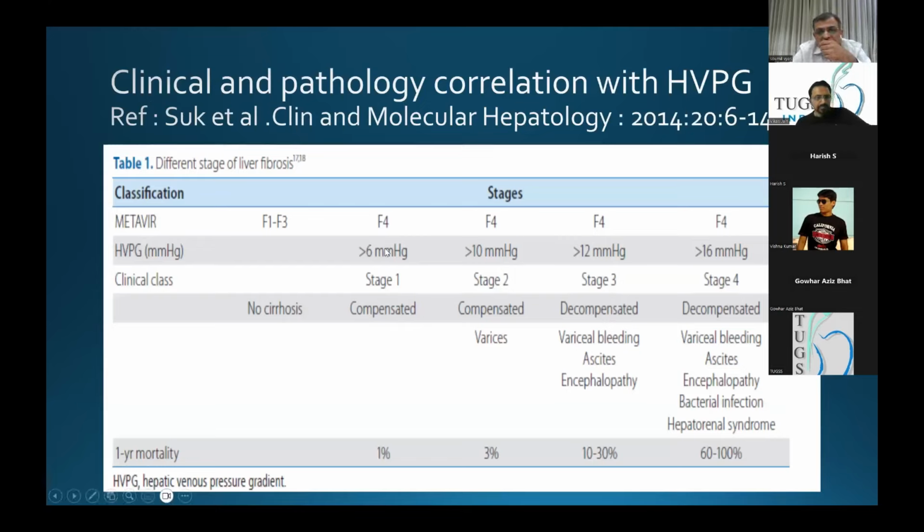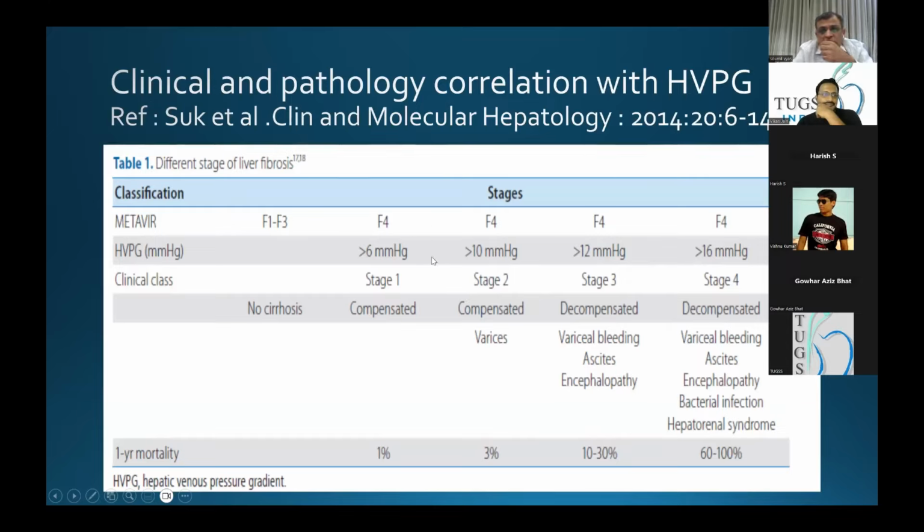Ideally, if you have a pressure of more than 6 millimeters of mercury, it would mean that you have subclinical portal hypertension, which is compensated, and this may not have much clinical relevance. But at the pressure of 10 millimeters of mercury, you start having varices appearing. And of course, as the pressure keeps on increasing, the incidence of variceal bleeding and other complications of portal hypertension keep on increasing. So where would you do this test?